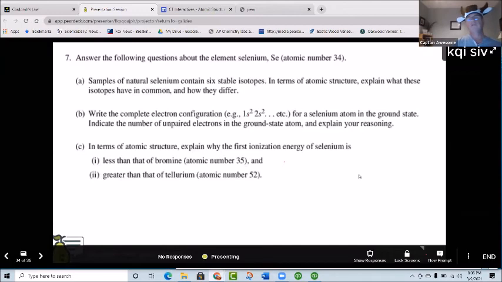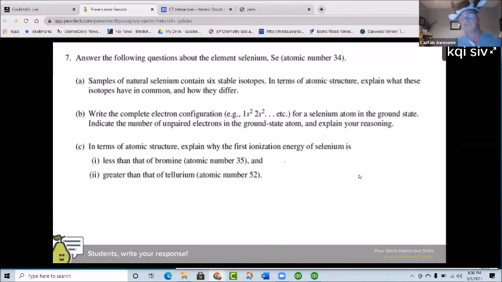All right, so this is a question. I just want y'all to get a sense of this. It's actually from 2000, so this is a former exam, but this is what they're asking you to do. You've got samples of natural selenium with 6 stable isotopes. Can you explain what the isotopes have in common and how they differ? So that would be one question.